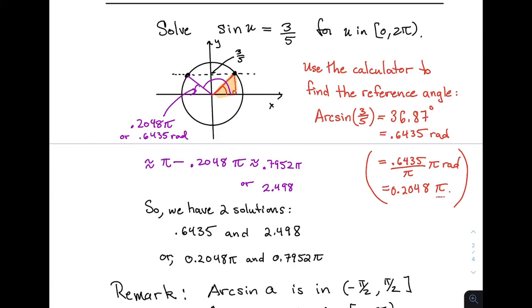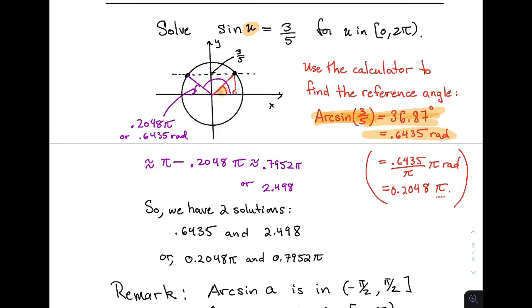There's a reference triangle. What is the reference angle? Well, we can just use our calculator to find out what u is. How do we do that? We use the arc sine of 3/5. That gives us an answer with our calculator. In degrees, it's 36.87. In radians, it's 0.6435. It's convenient sometimes to write the radian so it's some number times pi, so to that end I could also divide and multiply by pi, and that is the same as this.